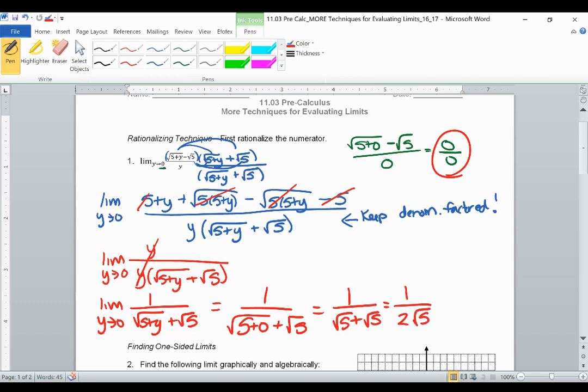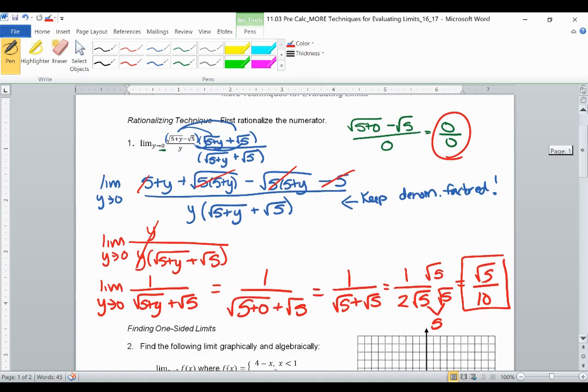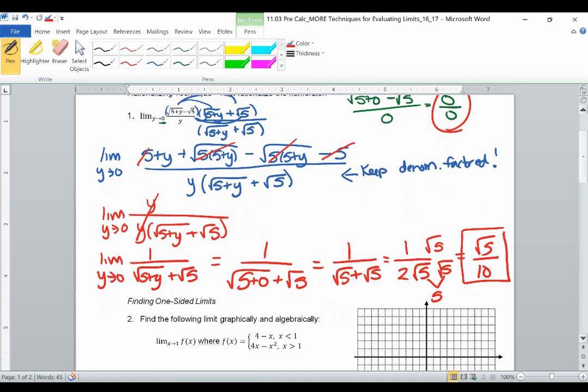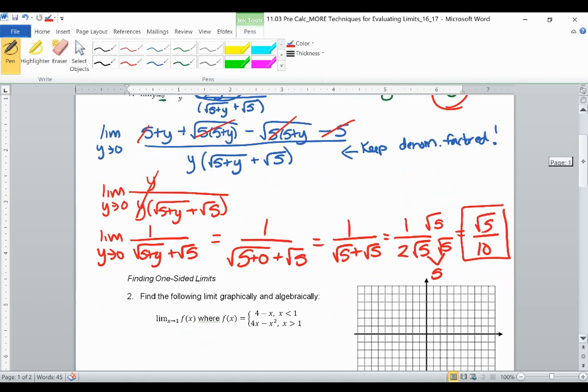Here's where we don't want to leave the radical in the denominator because it's our final answer. So we multiply by rad 5 over rad 5. Rad 5 times rad 5 is 5. So my final answer would be radical 5 over 10. So the limit as y approaches 0 of that expression, we're getting closer and closer to rad 5 over 10. So just a little bit tricky because there are so many radicals in there. I thought it would be good to go over one more of those together.